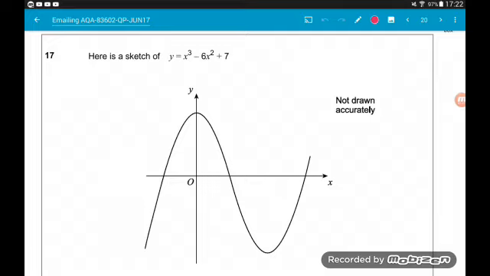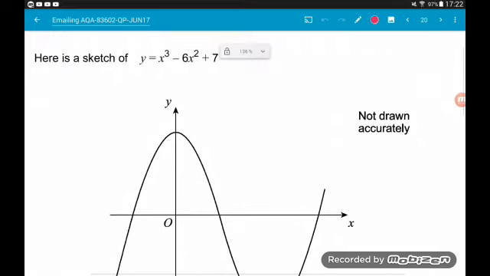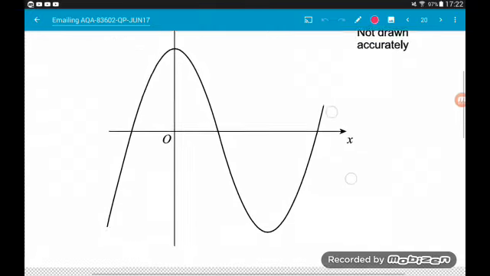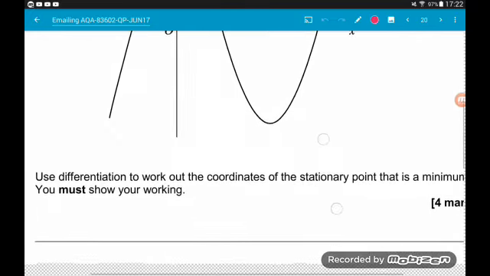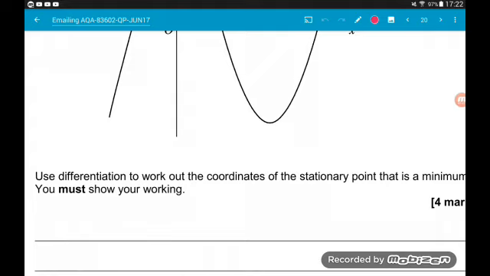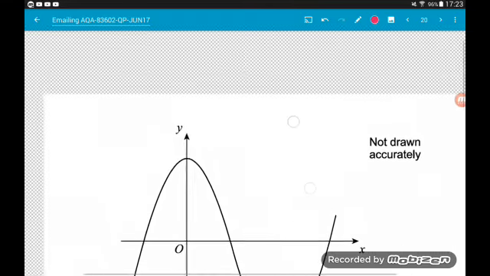So, for question 17, we've got the graph of y equals x cubed minus 6x squared plus 7. So here's our lovely graph. Now we want to use differentiation to find the coordinates of the stationary point, which is a minimum. So that is this point here. That's our minimum. So that tells us that the x-coordinate is going to be positive and the y-coordinate is going to be negative. So we need to differentiate the function.